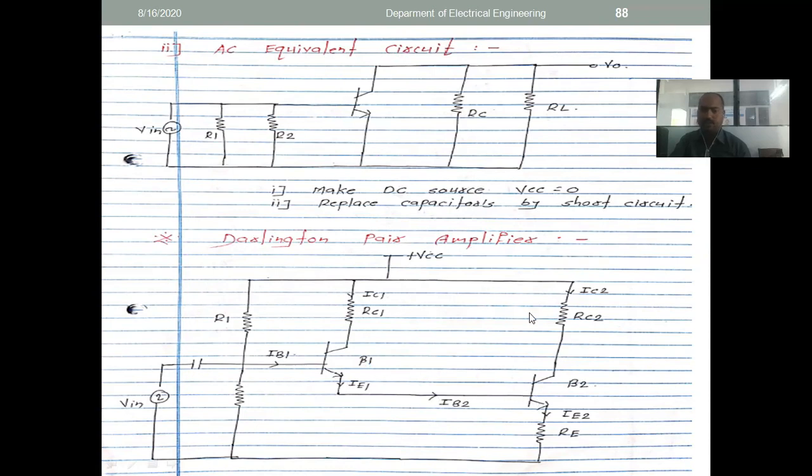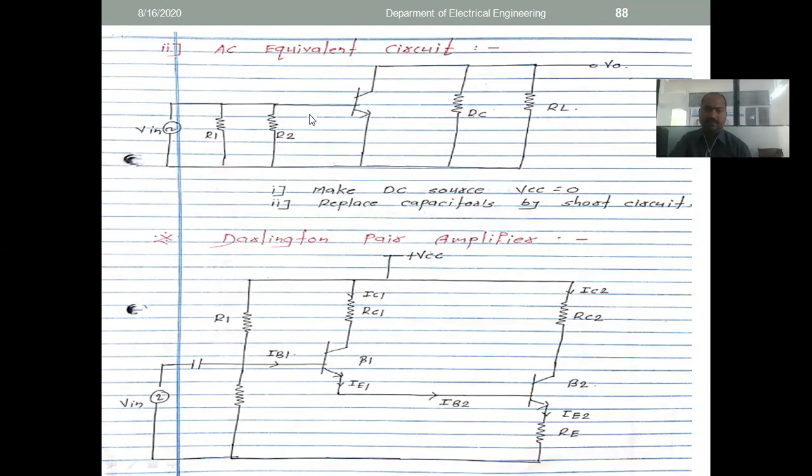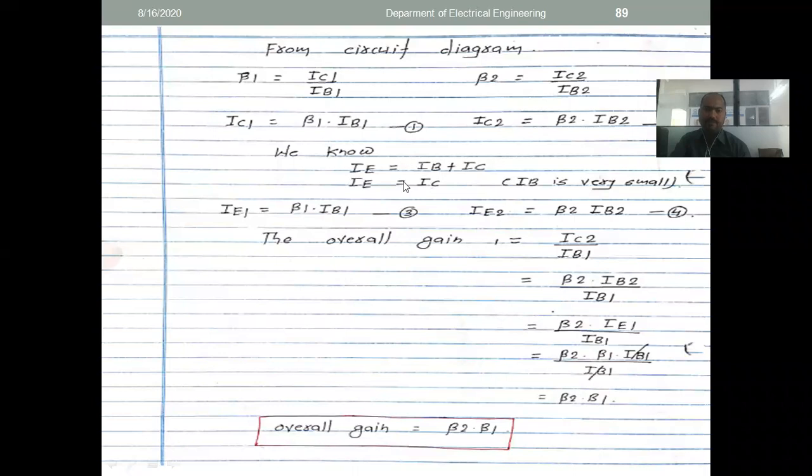OK, we know from the circuit diagram beta 1 indicates gain. Gain is nothing but the output of the first configuration divided by input. So beta 1 is IC1 divided by IB1, and beta 2 is output divided by input, that is IC2 divided by IB2. See, beta 1 equals IC1 divided by IB1, beta 2 equals IC2 divided by IB2.